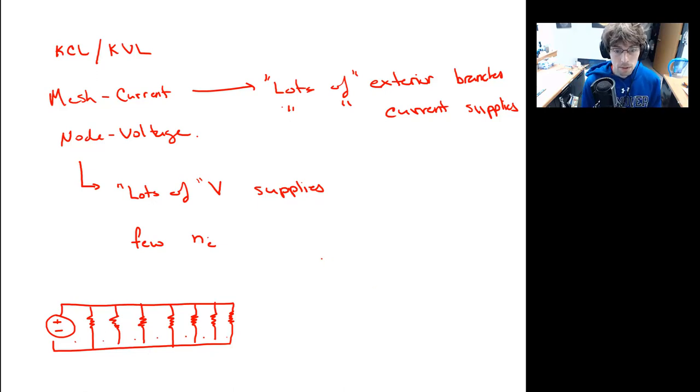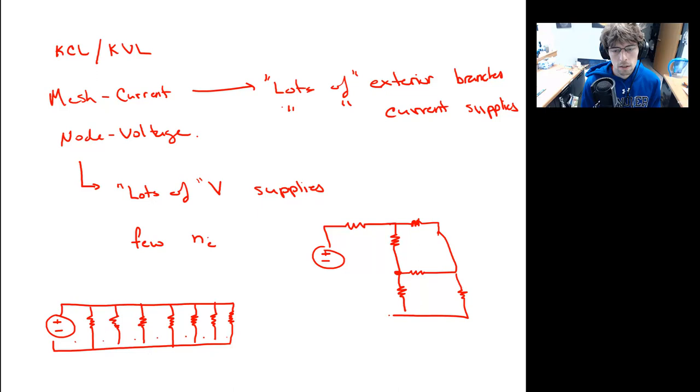A different example, something different here. I'll use a potential supply right now. But this might be a situation where it's better to use something like, I'll put one there, put one right here. Actually, I'll take that out. I'll do it like this. Sorry, that's really ugly, but you get the idea. This might be a situation where it's more advantageous to apply mesh current.